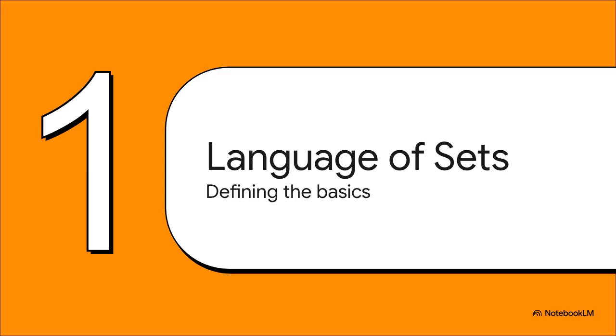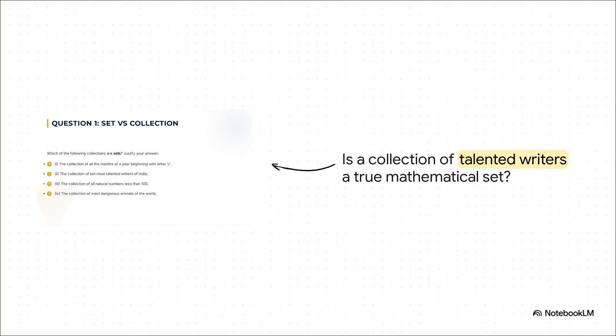All right, part one, let's get fluent in the language of sets. Now, take a look at the statement on screen, a collection of the 10 most talented writers. Now, is that a mathematically defined set? Actually, no. It's totally subjective, right? You probably have your top 10, I've definitely got mine, and chances are our lists aren't going to completely match. In everyday conversation, sure, you can call it a collection. But in mathematics, well, ambiguity is the absolute enemy.